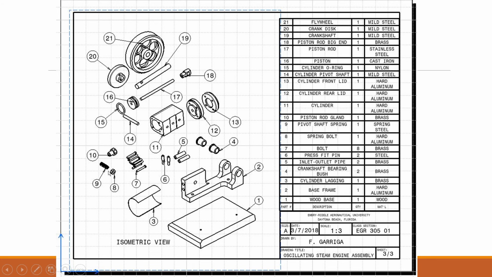This was the only way to make the spring, as it had to have the same requirements as a normal spring. Wood was used for the base plate, and as you can see from this portion, most of the parts were used only once. However, things such as bolts, pins, inlet-outlet pipes, and bearings were used multiple times.